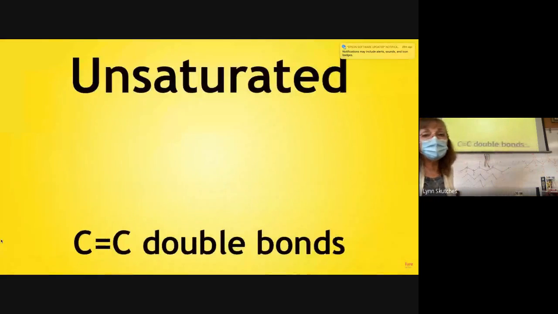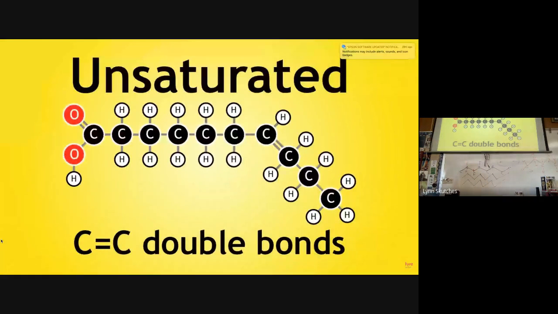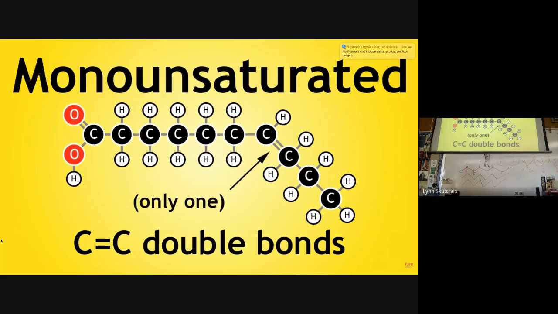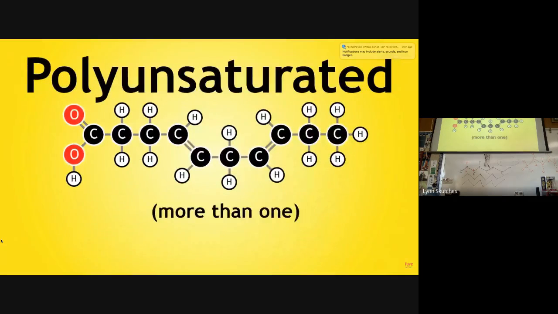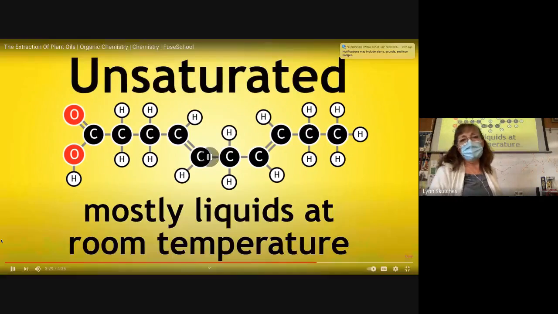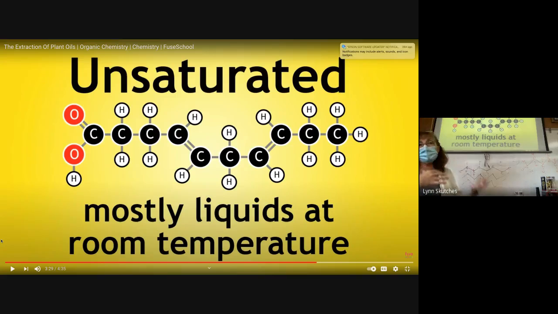The term unsaturated means that there are carbon-carbon double bonds somewhere within the structure of the fatty acid tail. A monounsaturated oil has only 1 carbon-carbon double bond. A polyunsaturated oil has more than 1 carbon-carbon double bond. Most unsaturated oils are liquids at room temperature. So these are supposed to be the good oils for you. Avocado oil, sunflower oil, olive oil have unsaturated fatty acids. They have double bonds in those arms.